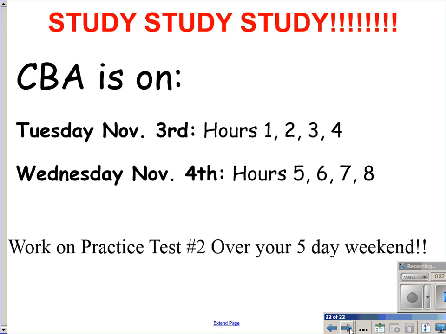Please make sure that you are studying. This is so important because your CBA, if you are in hours 1, 2, 3, or 4, is happening on Tuesday, November 3rd. Or if you are in hours 5, 6, 7, or 8, is on November 4th. Okay? You're going to be getting your second practice test to work on over the 5-day weekend. If you get stuck on any of those questions, come back to this practice test and look at how you solved them to help you solve them on your second practice test.